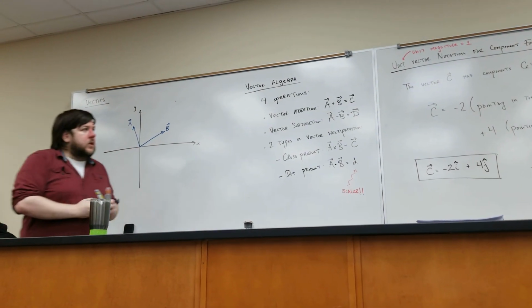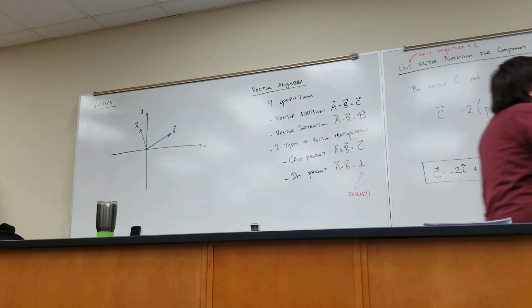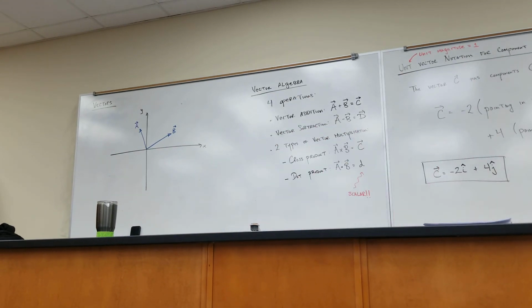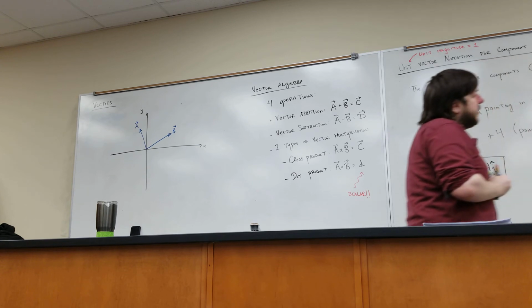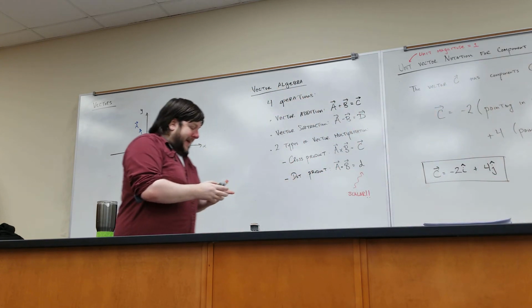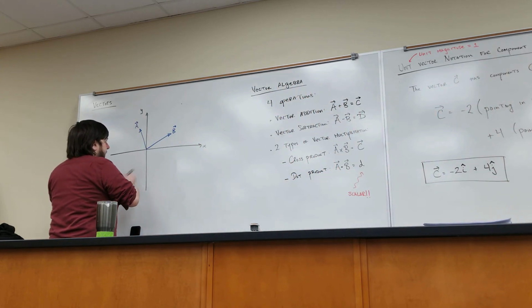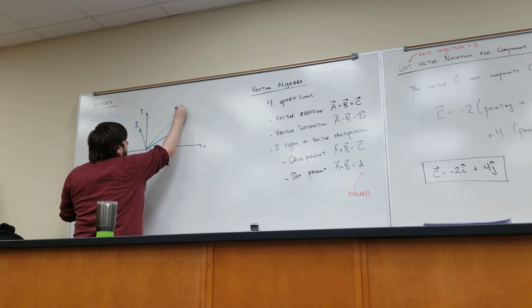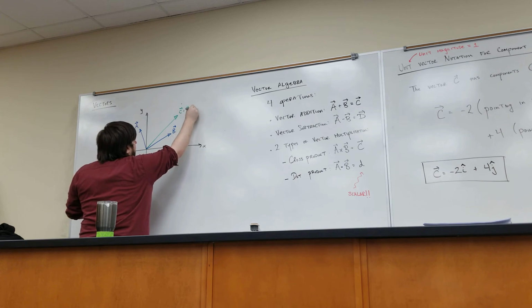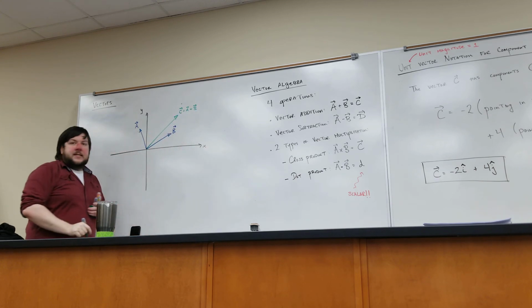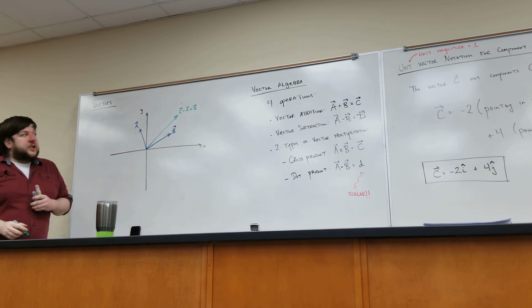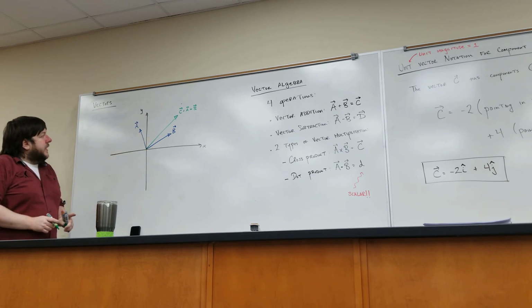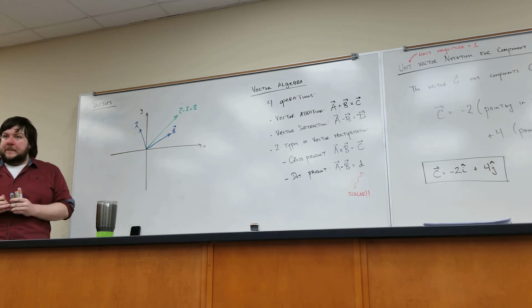Okay? When we added those two together, we could call this vector C, and it points 3 in the x direction and 5 in the y direction. So C equals A plus B looks something like this. Question is, what's the magnitude of C and what's the direction of C?